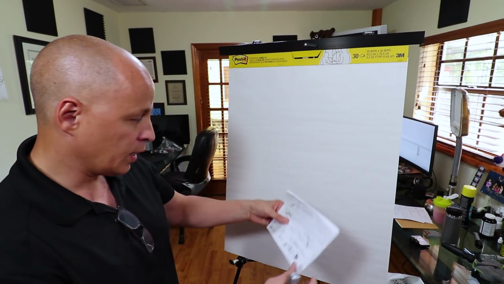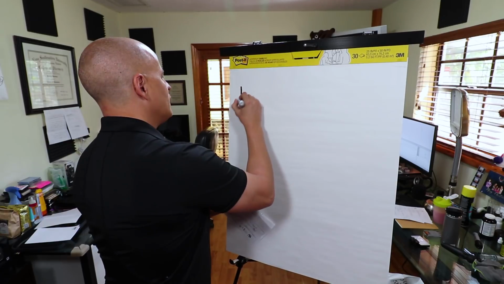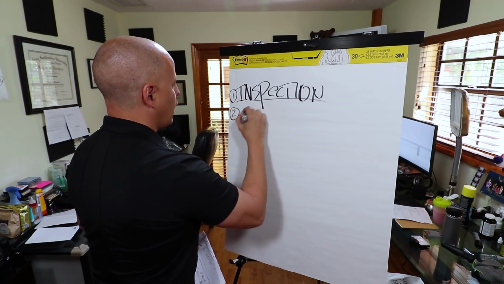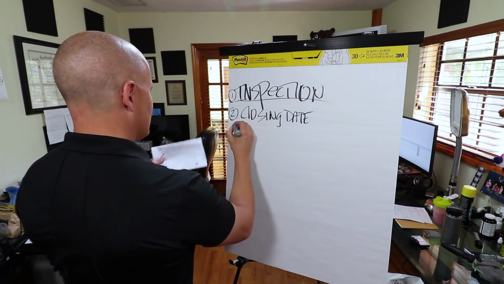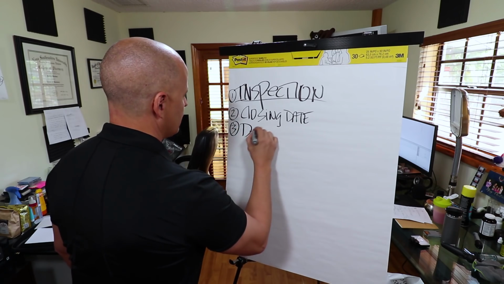So let's talk about the first thing, and obviously there are a lot of different things to fill in a contract, but I'm just going to talk about the most important things that I think you should be aware of. Number 1 is the inspection period. Number 2, there is the closing date. Am I yelling? Number 3, we are going to put the earnest money deposit. So I'm going to put in here deposit.